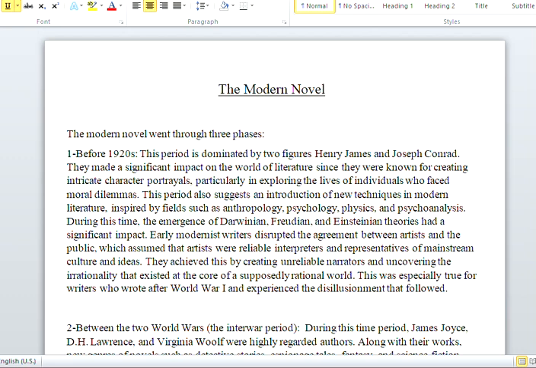They achieved this by creating unreliable narrators and uncovering the irrationality that existed at the core of a supposedly rational world. This was especially true for writers who wrote after World War I and experienced the disillusionment that followed. So, modernist literature became characterized by its form, its focus on the inner life and psychological depth of characters, and its challenge to conventional narrative and representations of reality.